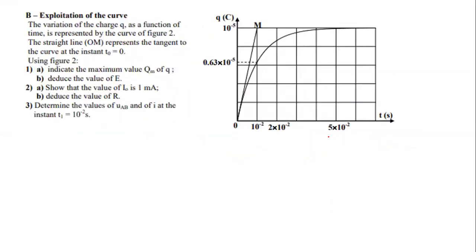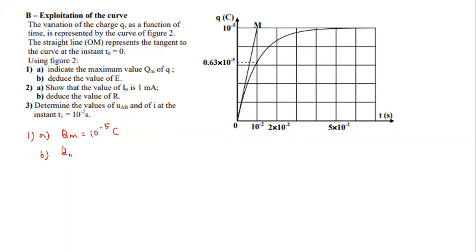Now, we continue. Using the graph, the variation of Q as a function of time is represented in this figure, and we have a straight line OM representing the tangent to the curve. Part 1A, indicate the maximum value Qm of Q. If we look at the figure, the maximum value Qm is equal to 10 to the power minus 5 coulomb. Part B, deduce the value of E.